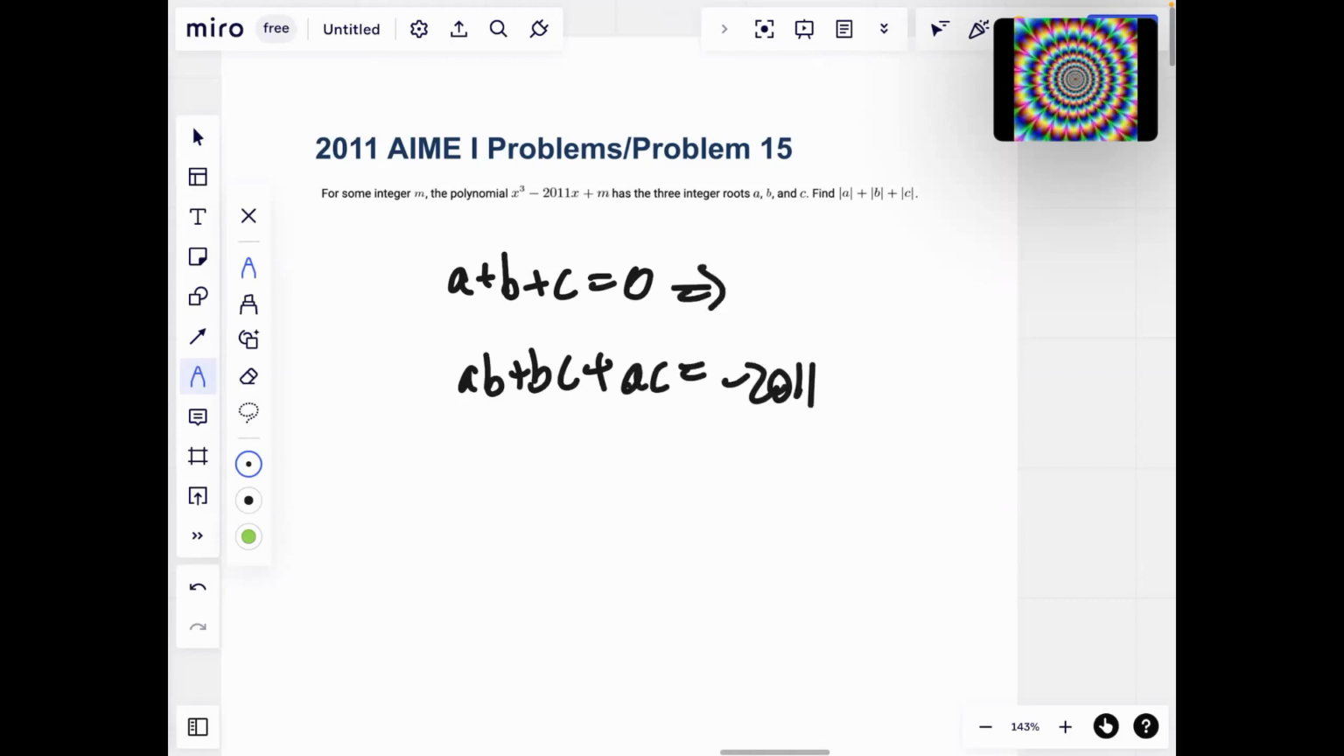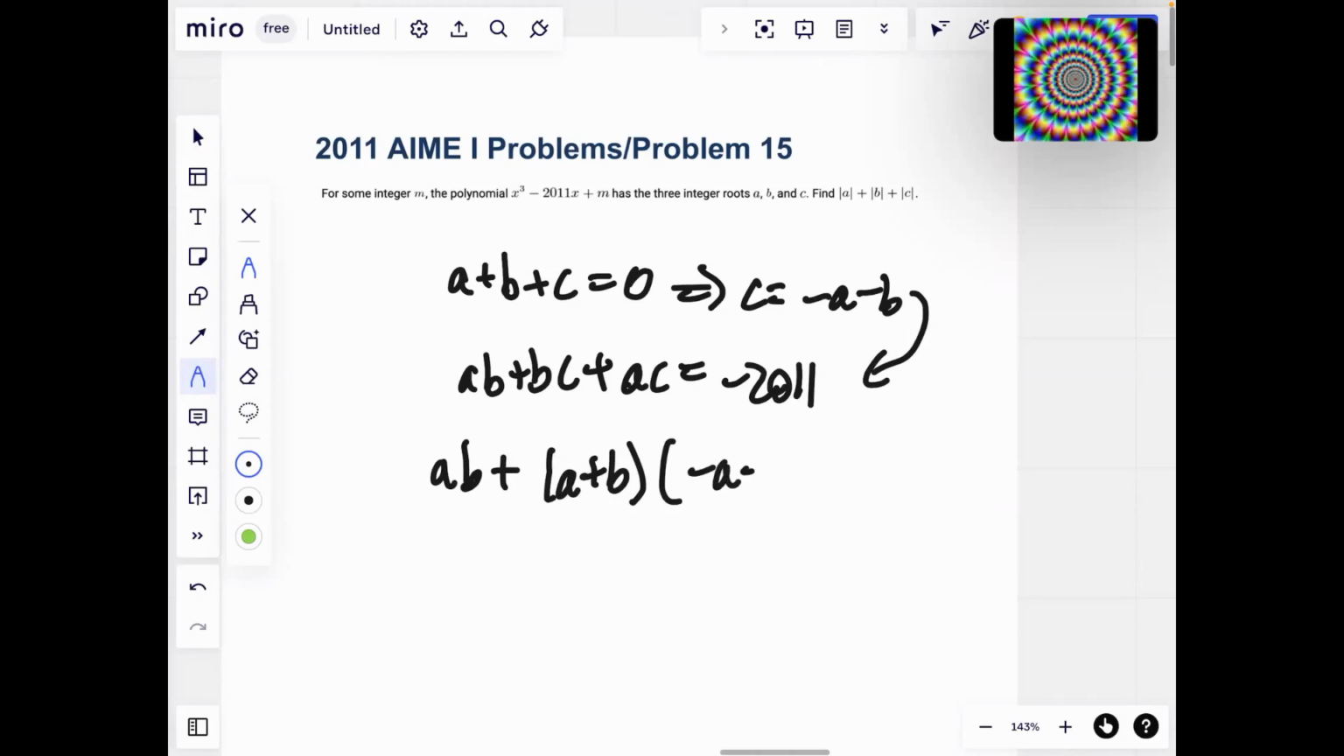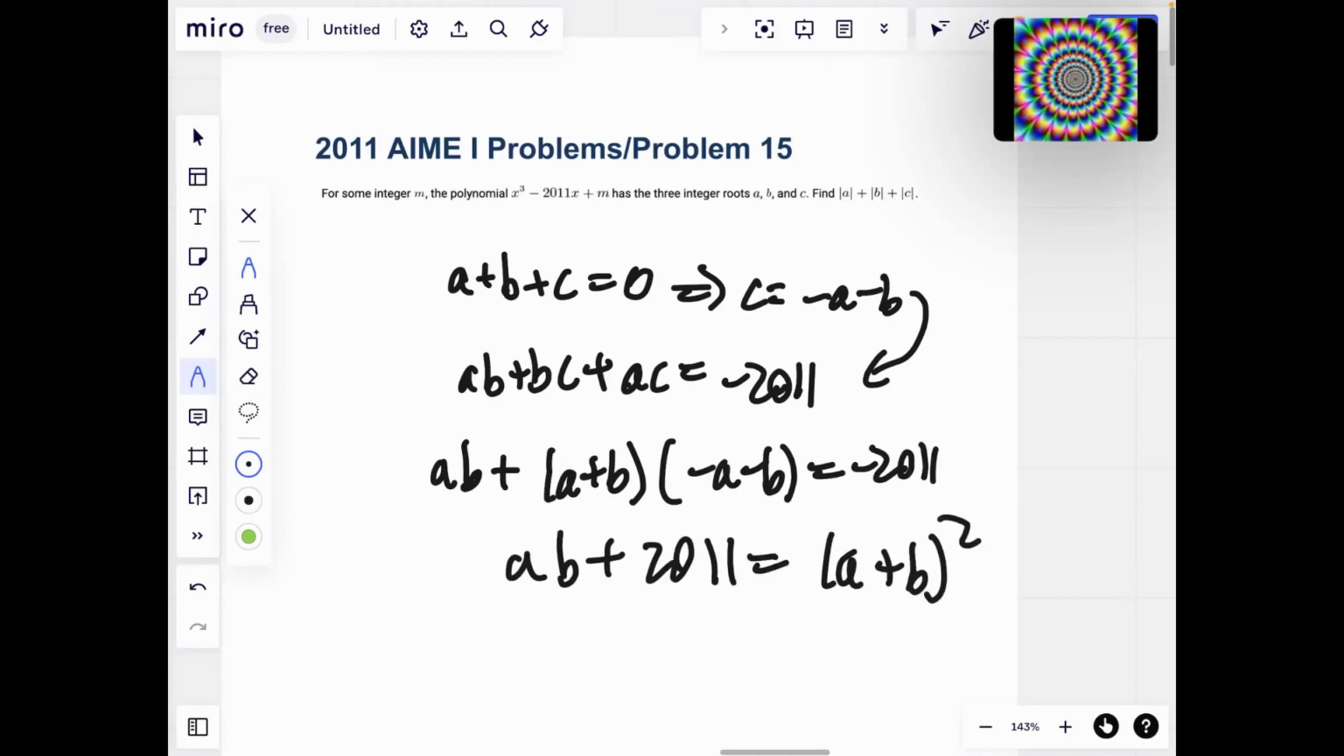So from here, we get that c is equal to minus a minus b, which we can just replace in this equation. So we get that ab plus a plus b times c, which should be -a minus b, is equal to minus 2011. So ab plus 2011 is equal to a plus b squared. And we also know that a and b are integers. So we could just try values for a plus b.